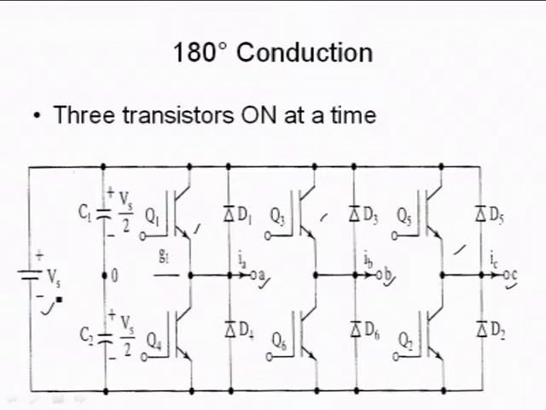Here at any time 3 transistors will be on, either 2 from the upper group and 1 from the lower group, or 2 from the lower group and 1 from the upper group. At any time only 3 transistors will be on. In 180 degree conduction, each transistor conducts for 180 degrees. Q1 conducts for 180 degrees, then after 180 degrees Q4 conducts. They cannot be on at the same time, otherwise it gets short circuited. So, Q1 is on for the first 180 degrees, then after that Q4 conducts.